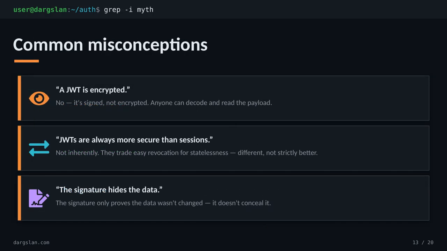Before we go further, let's clear up a few myths that trip people up constantly. First, a JWT is not encrypted. It's signed. Anyone can paste that token into a decoder and read every claim inside, so never put secrets in there. Second, JWTs aren't automatically more secure than sessions. They're a different trade-off, swapping easy revocation for statelessness. And third, that signature isn't hiding anything. It only proves nobody tampered with the payload along the way.